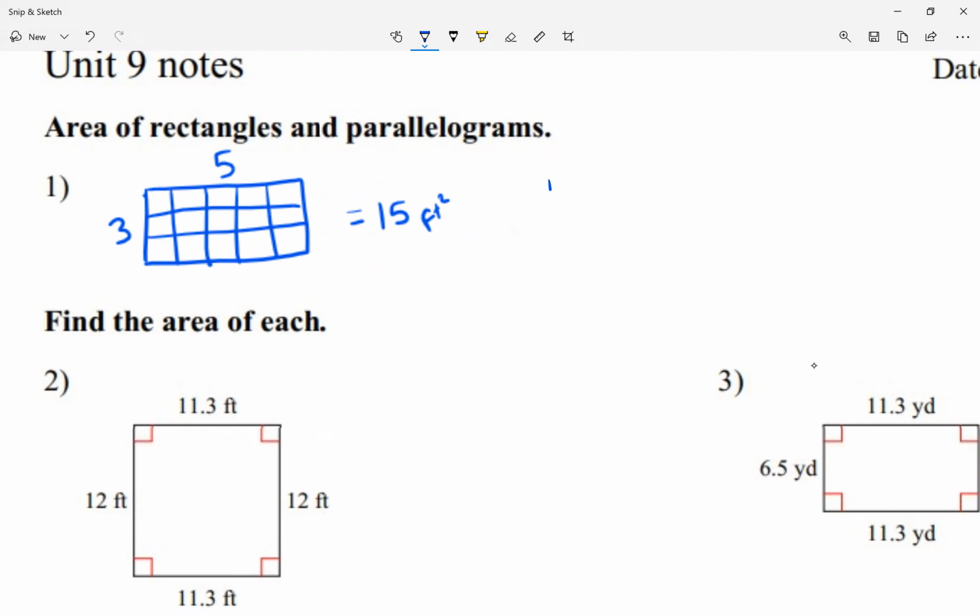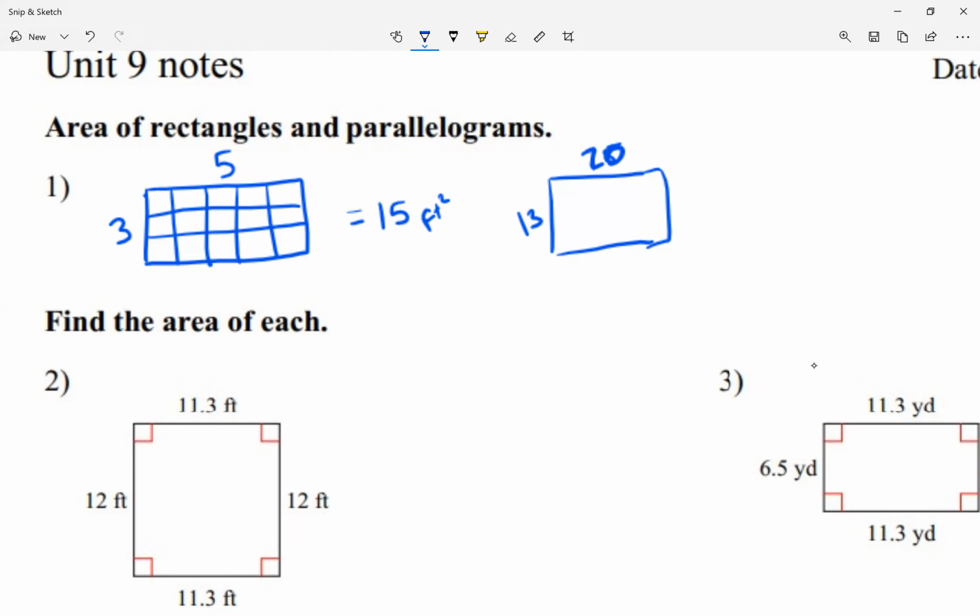But what if I have a rectangle? Squares are the same thing, right? What if I have a rectangle that is, let's make this 20 squares one way and 13 squares the other way? That's going to be too much to count, right? Imagine how many squares I can fit in California. That's going to be too much to count, so we're going to be using a formula.